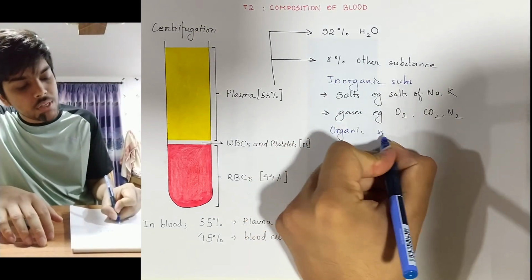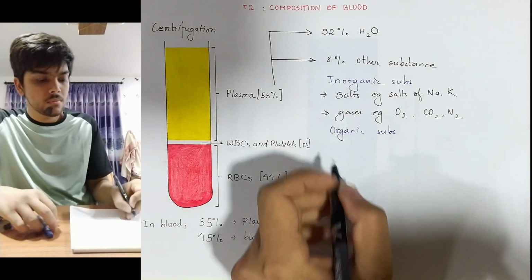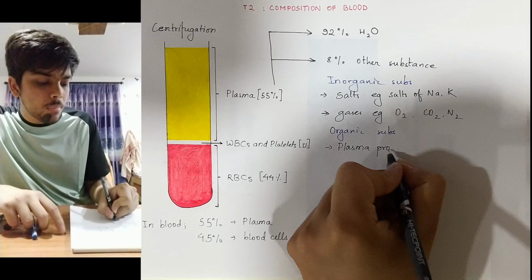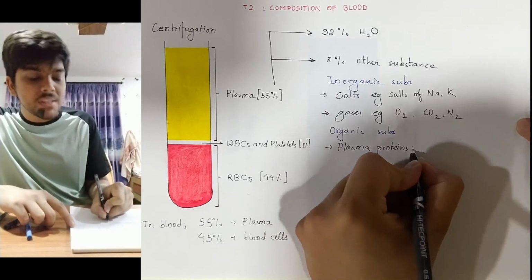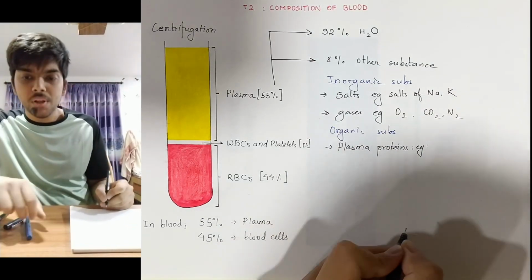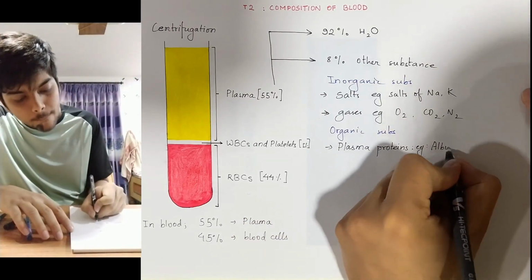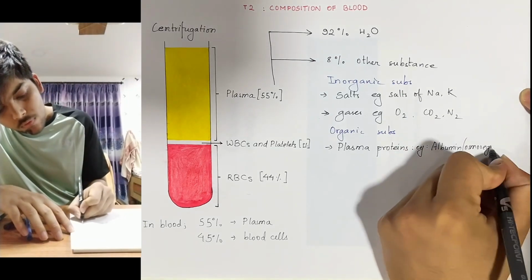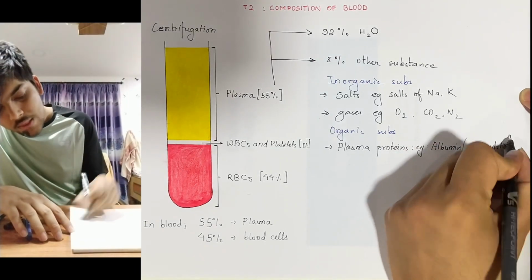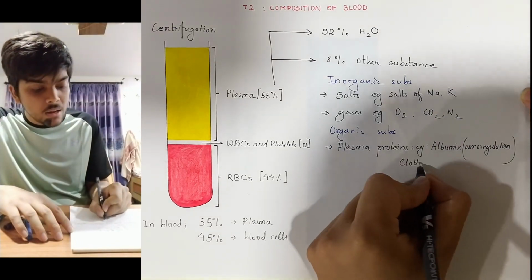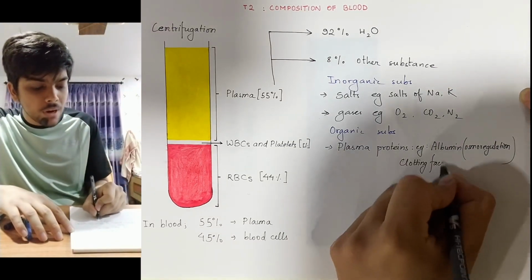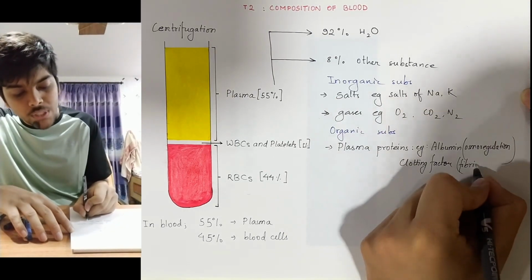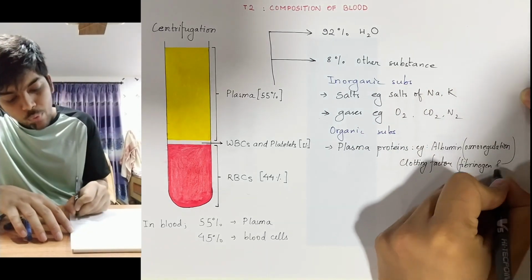Organic substances present in your plasma are: there are proteins in plasma known as plasma proteins. Majorly, there are 3 plasma proteins. There's your albumin, which is responsible for osmoregulation in the human body. And then there's your clotting factors, which are responsible for healing of wounds, which include proteins such as fibrinogen and prothrombin.